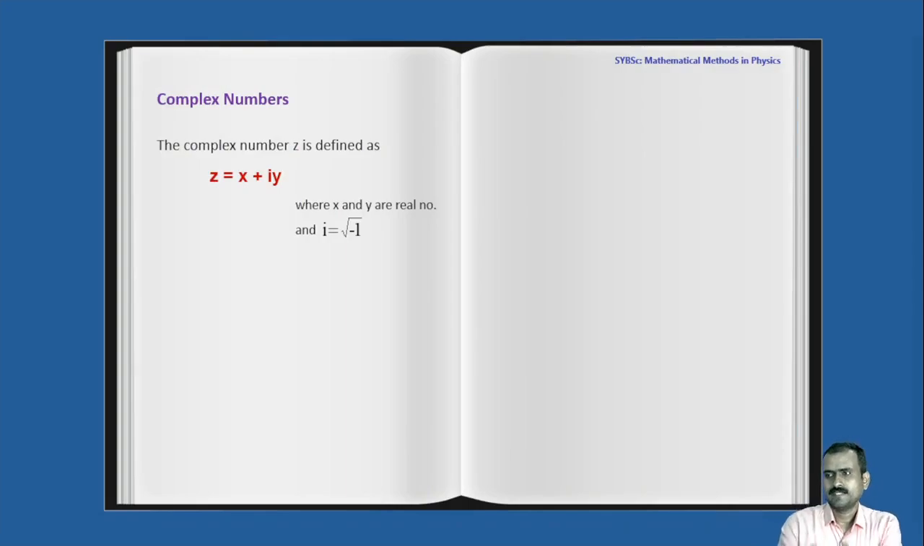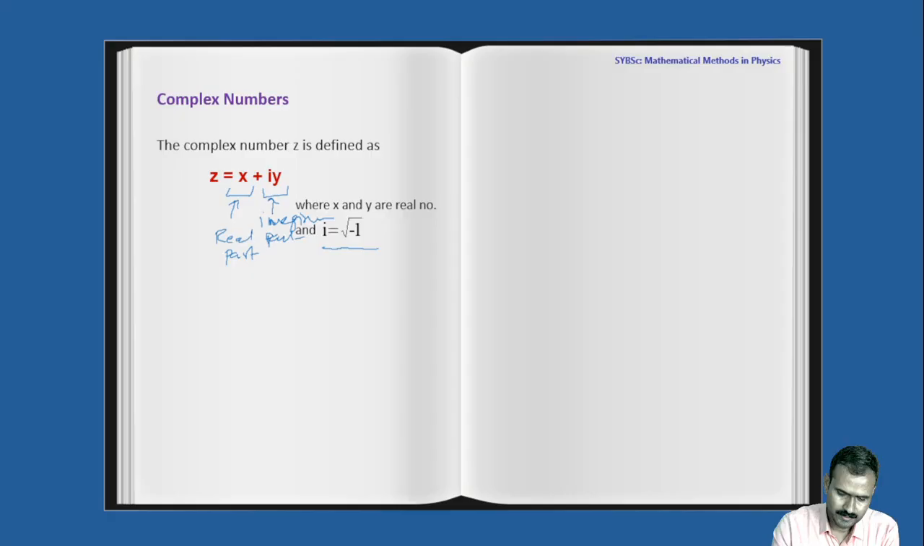So we can form the basic definition of a complex number. Z is defined as z equals x plus iy. Here x is the real part of this number, and iy is the imaginary part of this complex number. So a complex number is formed with the real part as well as the imaginary part, where i is the imaginary number, whose value is i equals square root of minus 1.